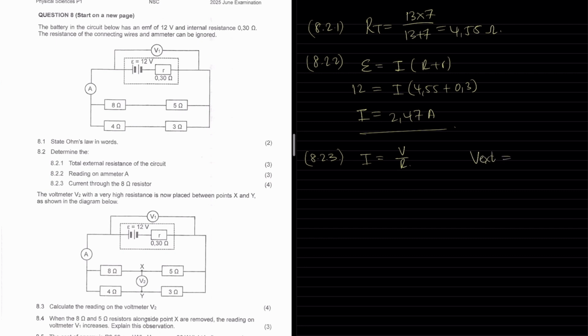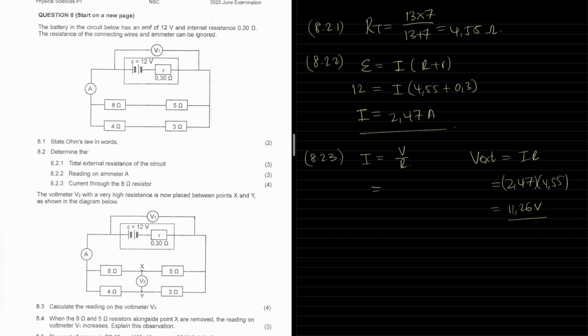V external is equal to I times R. Total current is 2.47. Total resistance was 4.55. And that's equal to 11.26 volts. That means only 11.26 volts out of the 12 volts is available for the circuit. And since the two branches are in parallel, it means that each branch is going to be using 11.26 volts.